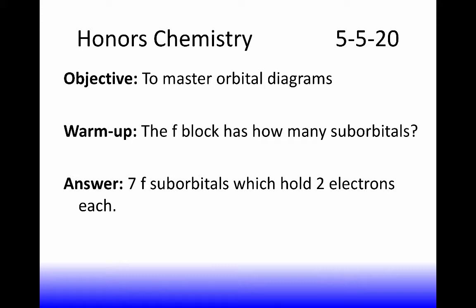Okay, there's 7 F suborbitals. Each holds 2 electrons. So they can hold a total of 14 electrons in an F suborbital.